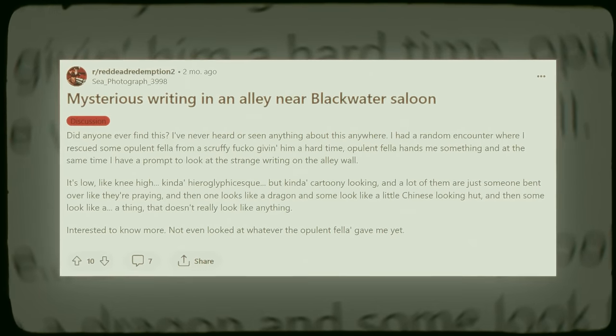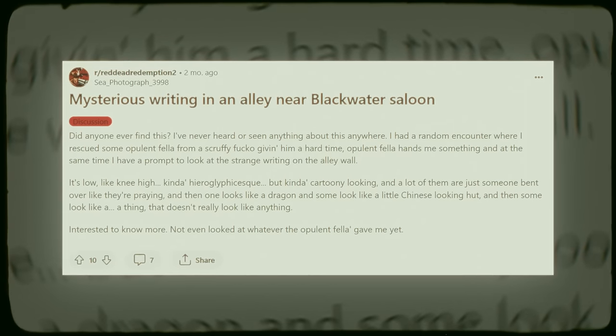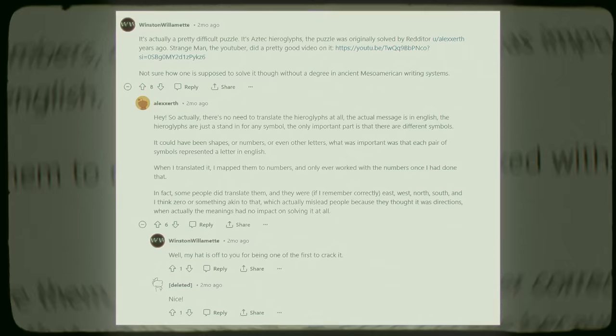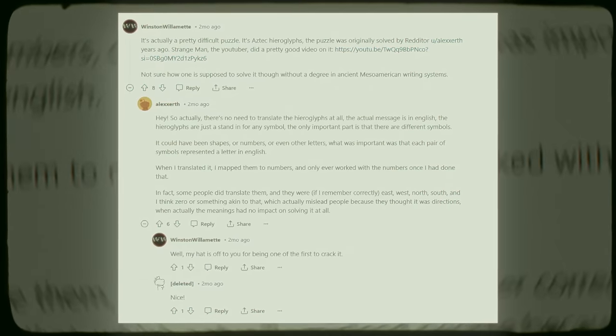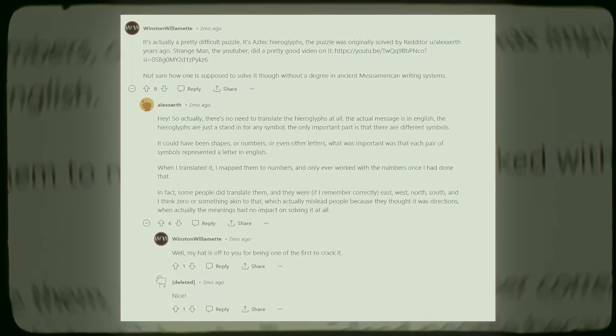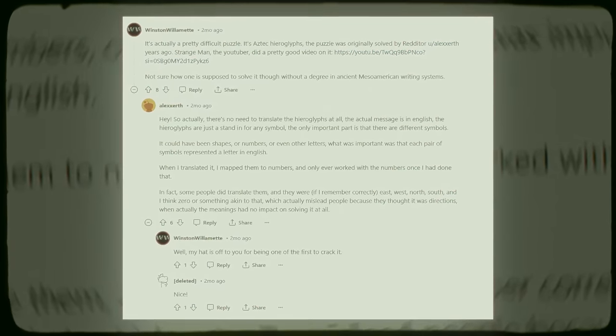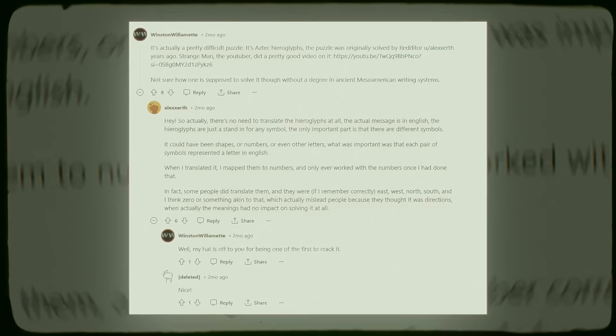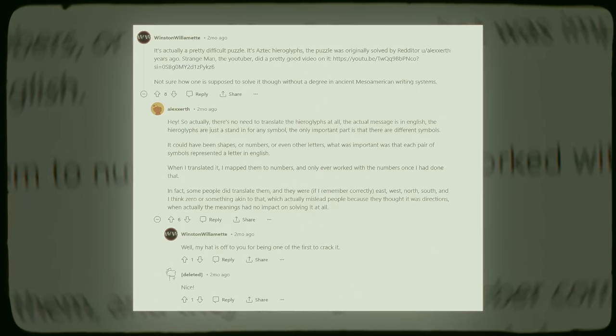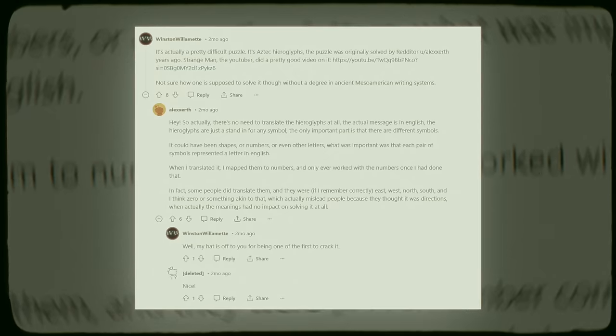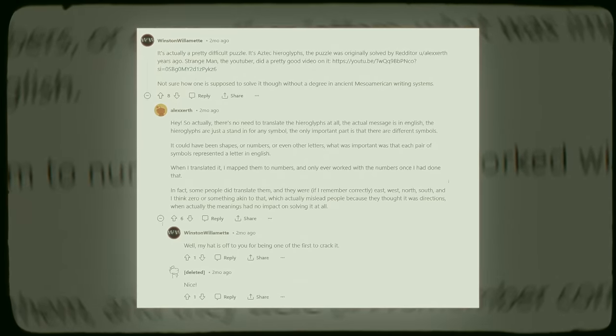See Photograph 3998 wanted to know more about this strange writing. Luckily, one Redditor had already solved this odd inscription years prior. Alex Earth was the Redditor who managed to decipher the game mystery. The solution was later covered by a YouTuber named Strange Man. According to a commenter, Winston Williamette, the puzzle consisted of Aztec hieroglyphics, and he was uncertain as to how one would know how to solve this cipher without having a degree in Mesoamerican writing systems.